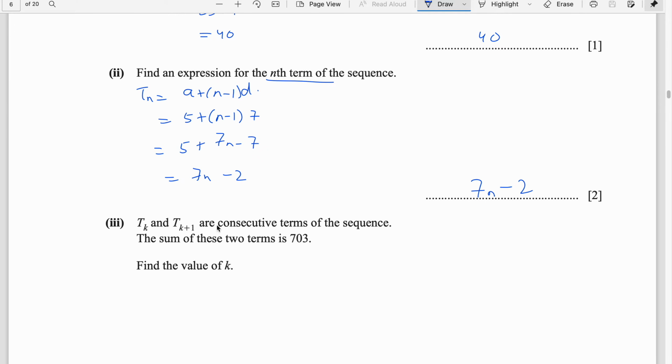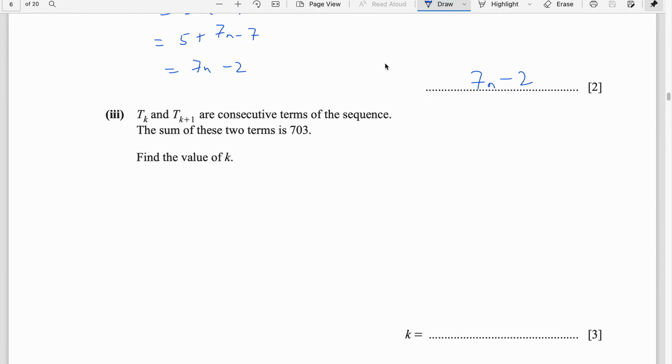Tk and Tk plus 1 are consecutive terms of the sequence. The sum of these two terms is 703. So find the value of k. We have the formula right there. Just substitute. So the first would be 7 into k minus 2, and the second is k plus 1, so 7 into k plus 1 minus 2. You just plug it in the formula, and it is given that the sum is 703.